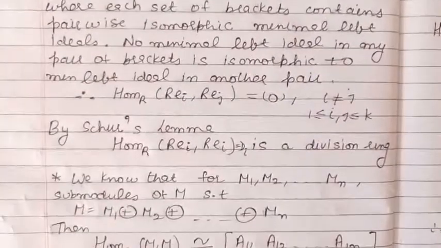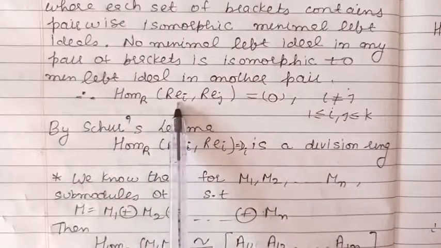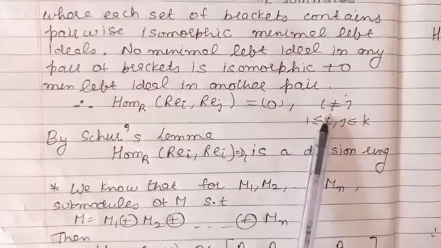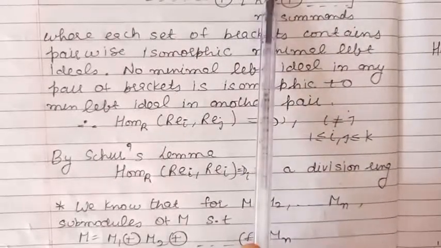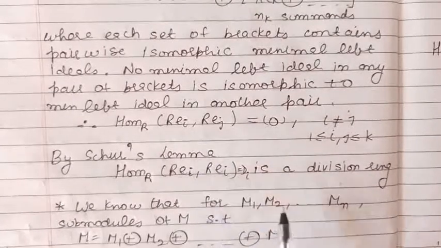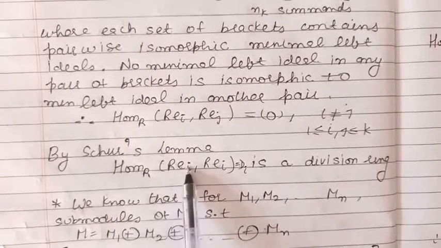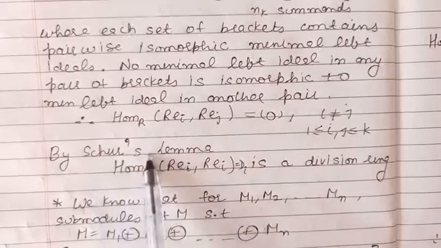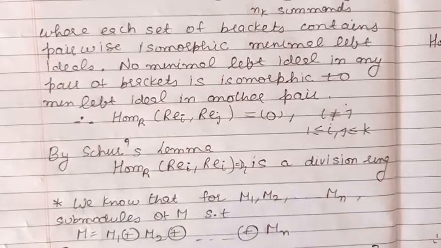So we can say that the ring of homomorphisms from REi into REj will be 0 whenever i and j are different, because the minimal left ideals in the different brackets are not isomorphic to each other. And whenever i and j are the same, the ring of homomorphisms from REi into itself will be a division ring by using Schur's lemma. We have denoted this division ring by Di.